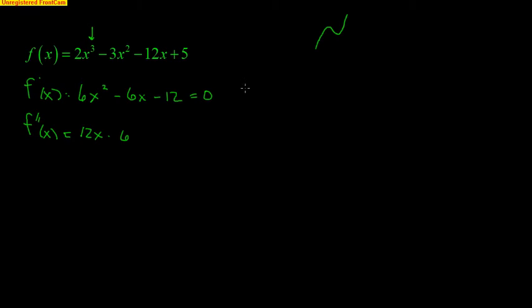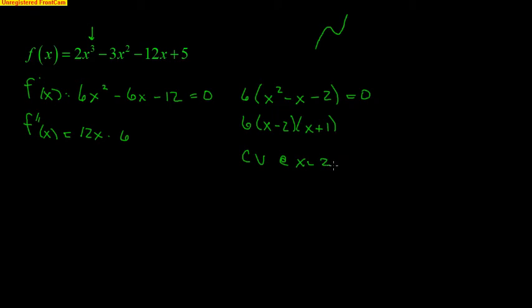It would be a lot easier to factor out a 6, and you get x squared minus x minus 2. And we just do some factoring here. So we'll have 6 on the front, a little FOIL factoring here. We'll have x minus 2 and x plus 1. And that tells us that our critical values are going to be at x equals 2 and negative 1.